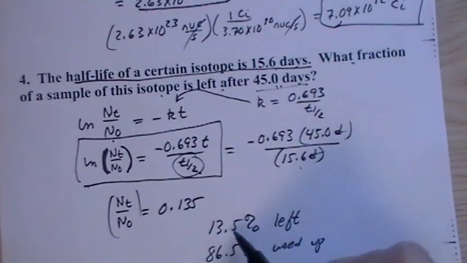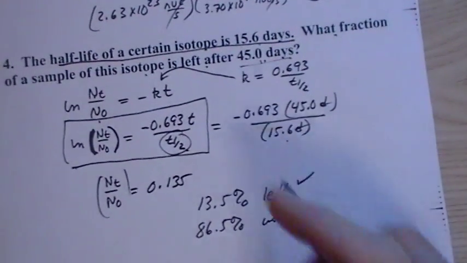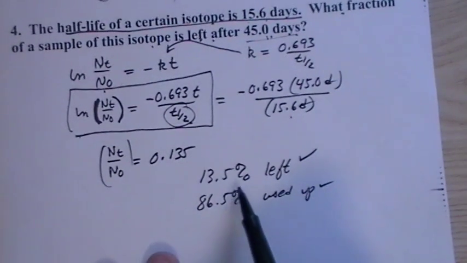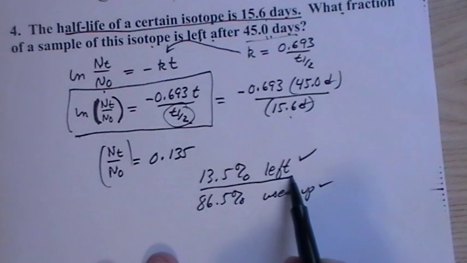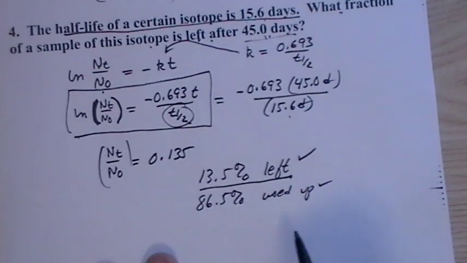And this is, you have 13.5% left. And that's what they're asking for. But they could also ask how much was used up, which is this one. This is what confuses students. They get this as their answer, but that's not what they're asking. They're not asking how much is left. They're asking how much was used up, so be careful there.